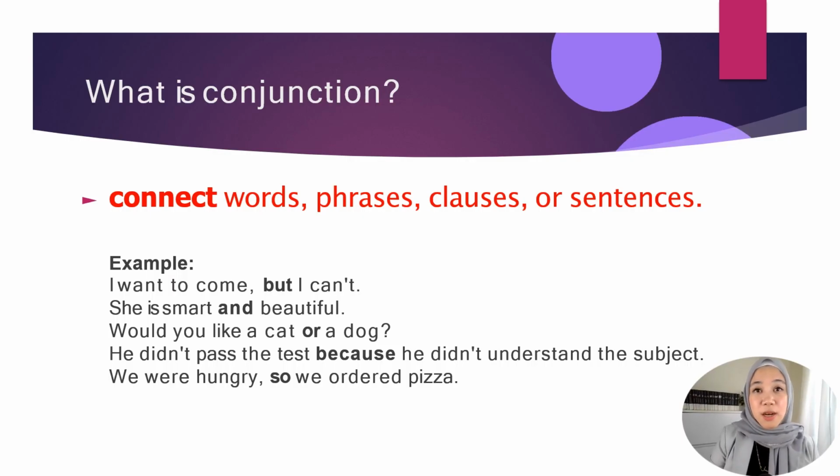Alright, so let's start with the definition of conjunction. So what is conjunction? Basically, conjunctions are words that are used to connect other words, phrases, clauses, or even sentences. Look at the example there. Those in bold are the conjunctions, like but, and, or, because, and also so. So we use these words to connect two phrases or two sentences together to form a better sentence.